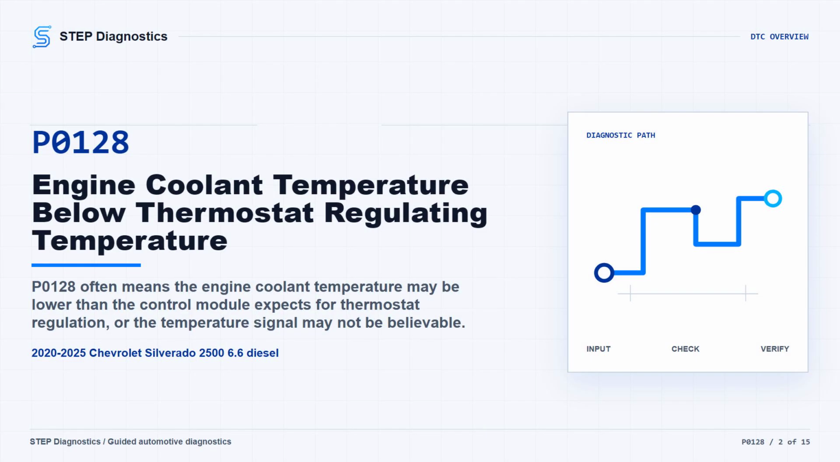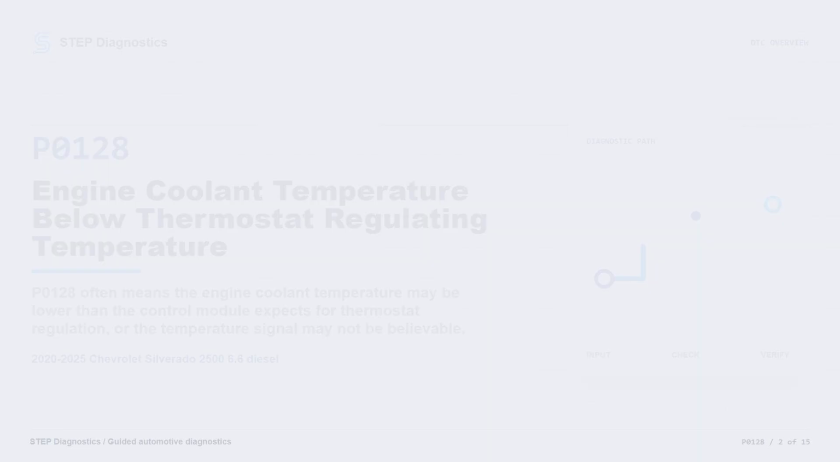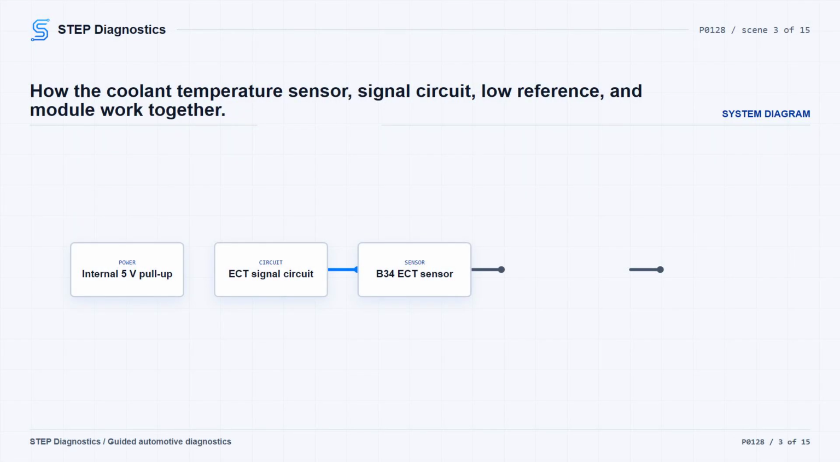Keep the broad fault areas in mind: coolant level or condition, thermostat operation, temperature sensor inputs, the signal and low reference circuits, and only after the circuit checks prove out, the engine control module. Start with the basic system checks, keep the diagnosis structured, and do not chase P0128 in isolation if other temperature-related sensor codes are present. The engine coolant temperature sensor is a negative temperature coefficient thermistor.